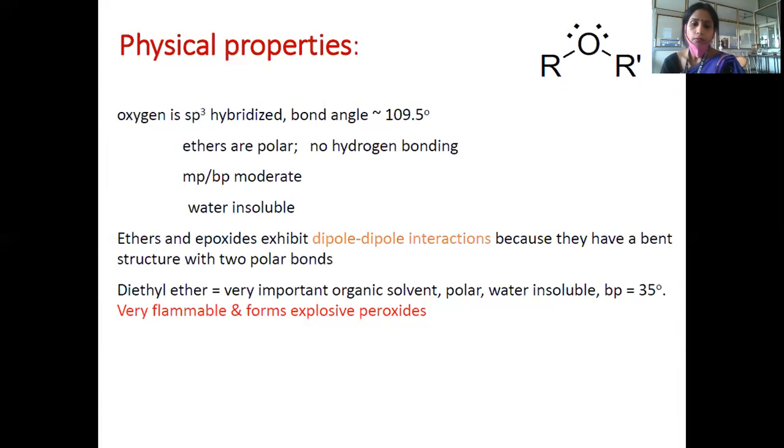Let us see some of the physical properties of ethers. As we know, oxygen is sp3 hybridized, so there is a tetrahedral arrangement and the bond angle is about 109.5 degrees, and they are polar. Ethers are polar, but there is no hydrogen bonding. Melting and boiling points are moderate and they are not soluble in water. Ethers and epoxides exhibit dipole interaction. Why? Because they have a bent structure with two polar bonds.